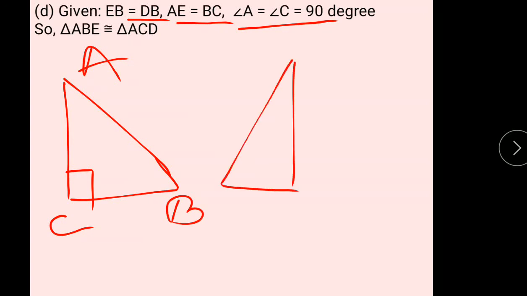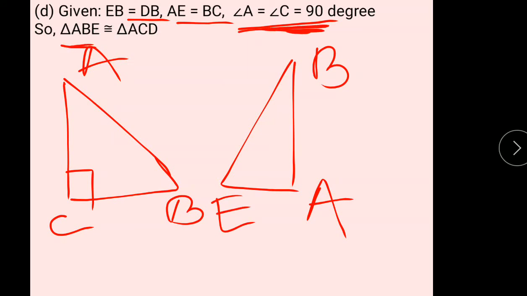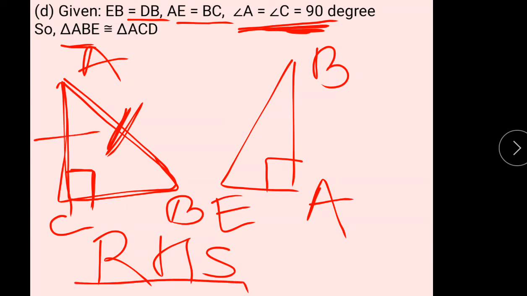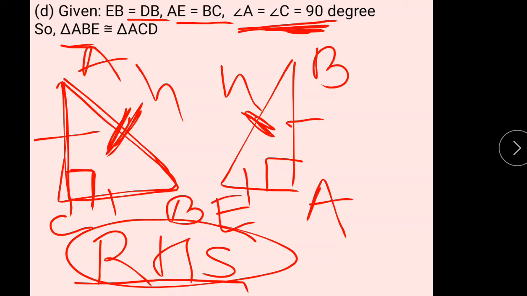For the other triangle, I have to write A, B, and E, because they are saying that angle A and angle C are 90 degrees. So it is RHS, because we have a right angle, hypotenuse, and side. The other sides are equal, so these sides are equal. This is the hypotenuse, which the H is denoting. So this is the RHS property.